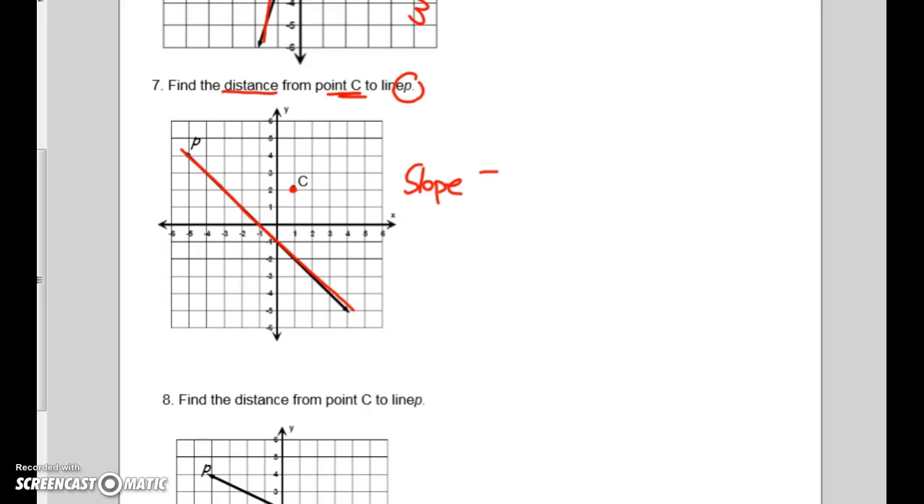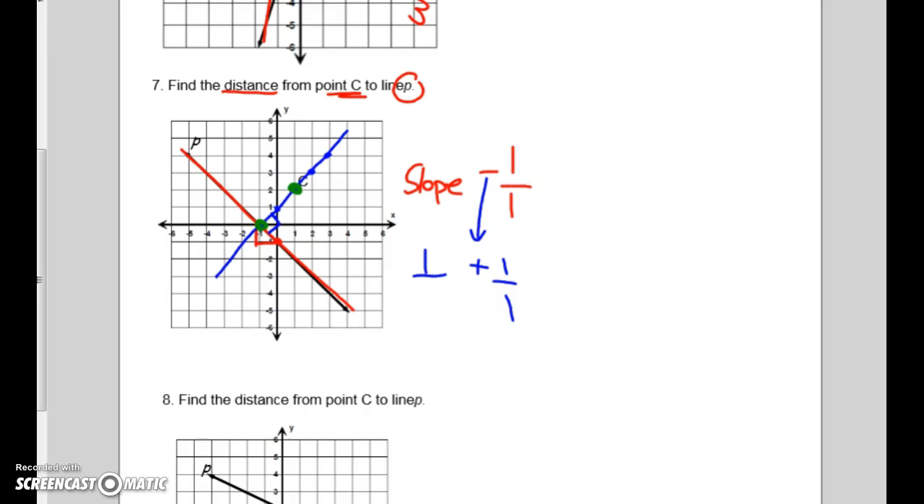Well, it's a negative slope, and my pretty points are here and here, so it's down 1 over 1, so negative 1 over 1. But we just talked about, I want to find the perpendicular slope, which means instead of being a negative, it's going to become a positive, and I'm going to flip those numbers, which is still 1 over 1. So from this point, I'm going to go up 1 over 1, up 1 over 1, until it reaches. So this is my line that's perpendicular, and it wants to know what is the distance from point C to the line.